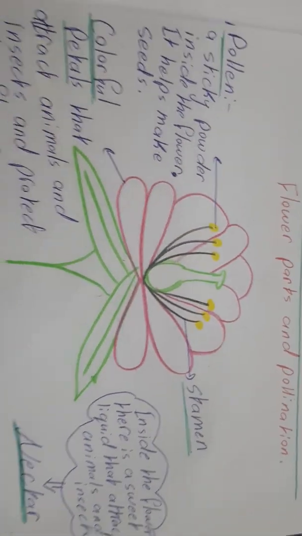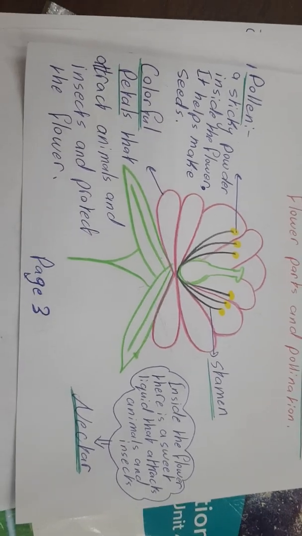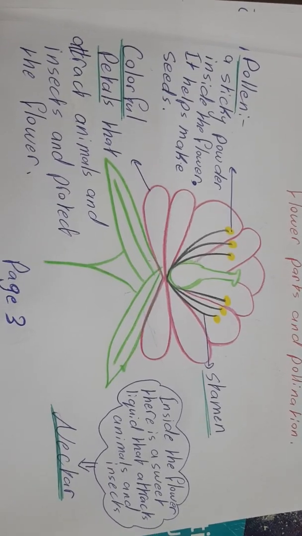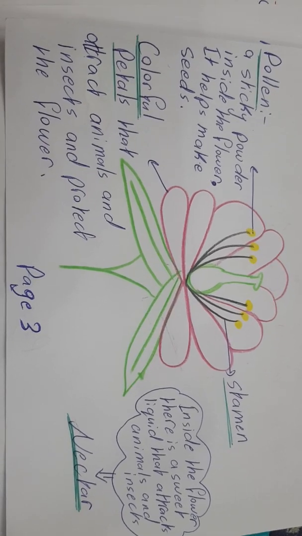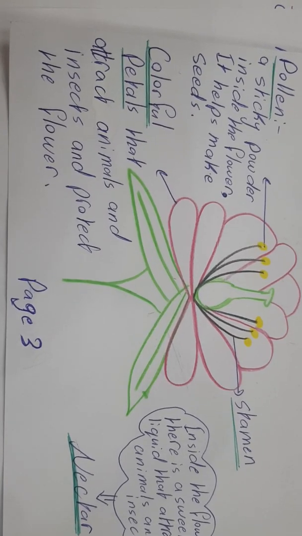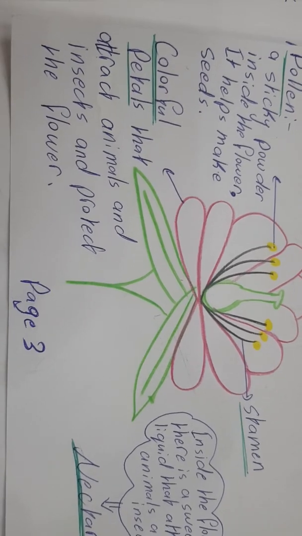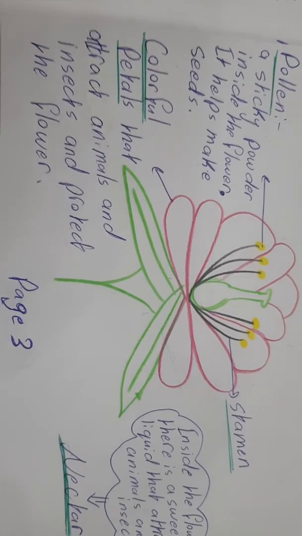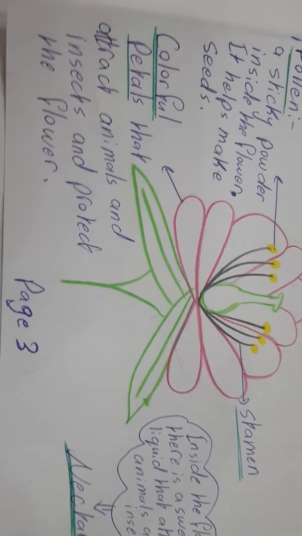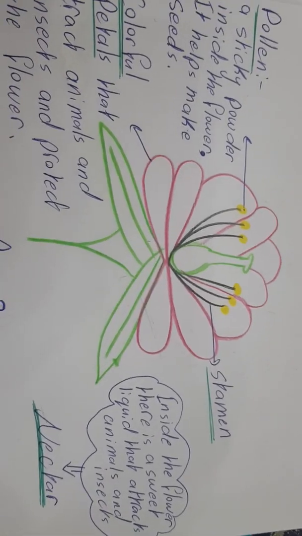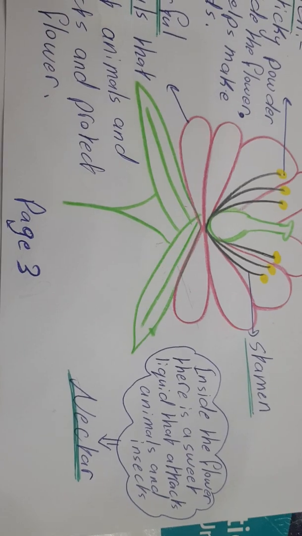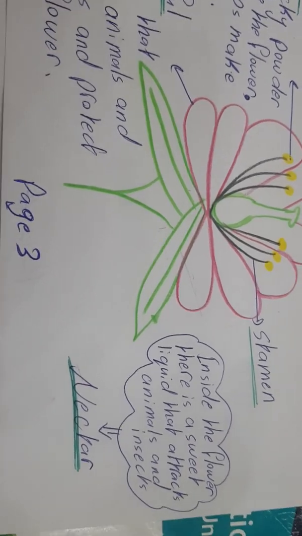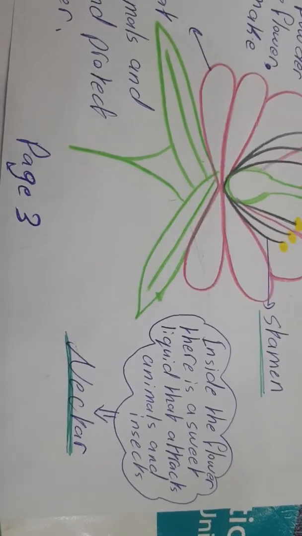After this, we talked about pollination. First, flower parts. Pollen is a sticky powder inside the flower which makes the seeds. The flower has colorful petals that attract animals and protect the flower. The stamen holds the pollen. Inside the flower, there is a sweet liquid that attracts animals and insects, which is the nectar.